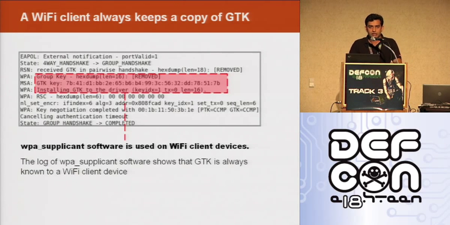So the group key is always available to a client device. It is always known to a client device. Why is it available? Why does the client keep a copy of GTK? Because it has to decrypt packets coming from the access point, okay?